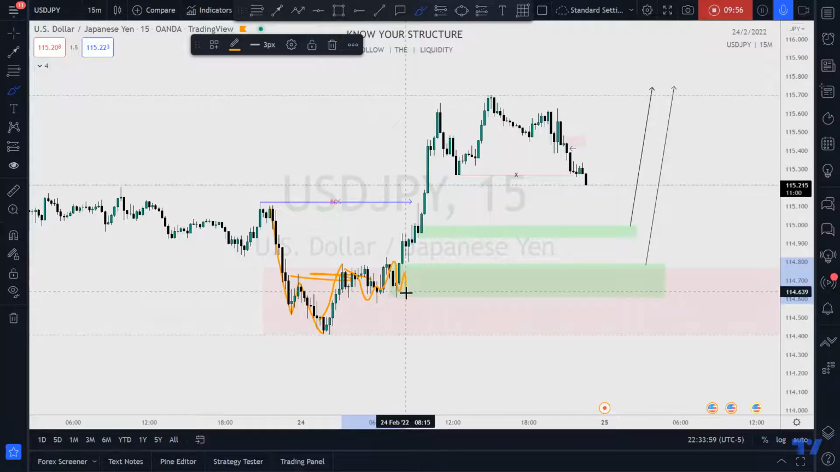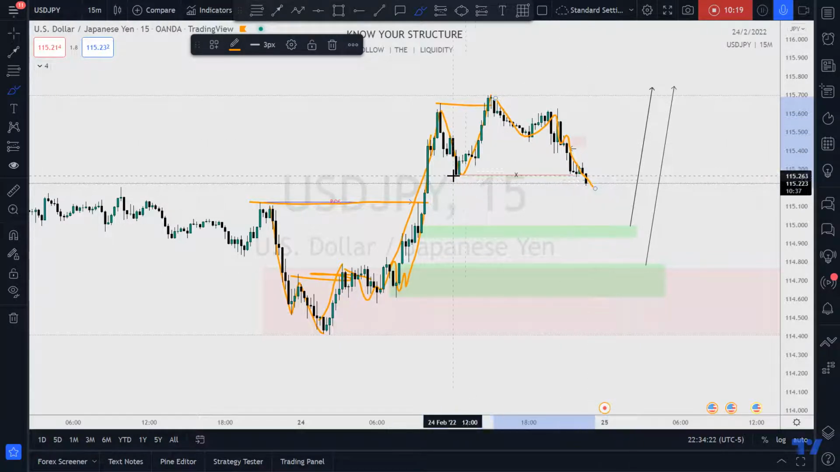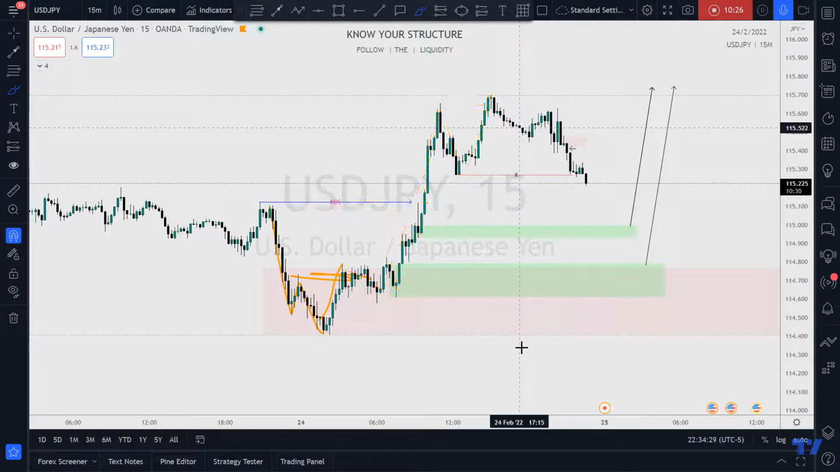Then we consolidated and broke this very important piece of structure there. And that is another structural break to the upside. We have a pullback, a higher high being made here, still bullish. All right. And here we come down. Boom, boom, boom, boom, boom. And look, we broke structure again to the downside. We are bearish now. We have shifted from bullish momentum to bearish momentum.